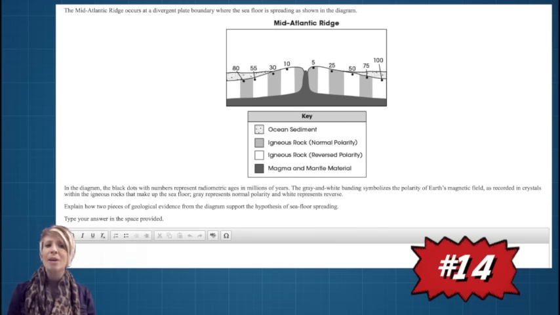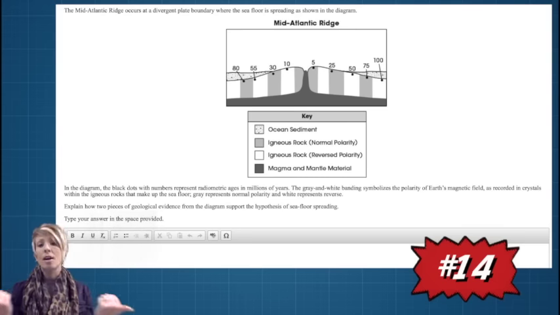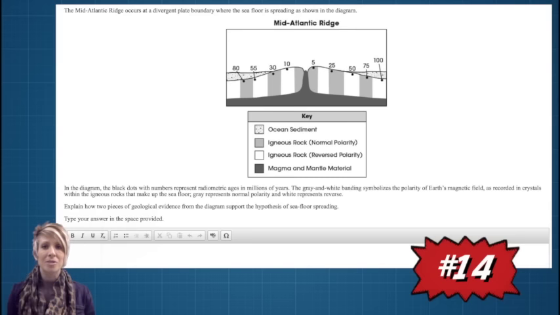It says explain how two pieces of geologic evidence from the diagram support the hypothesis of seafloor spreading. Now, on this picture here, it says type your answer in the space provided. Remember, when you take this online, everything you do is going to be typed. But in this case, you're just going to write. What are two pieces of evidence using this diagram that support the hypothesis of seafloor spreading? What's in this diagram that tells us that magma's pushing up, pushing the plates apart, and that the seafloor is constantly spreading? Take a minute, answer this in complete sentences, and then when you're ready, let's go on to the next question.